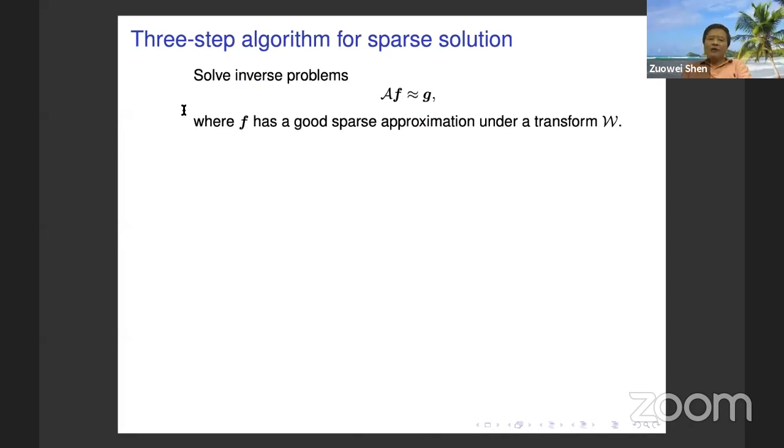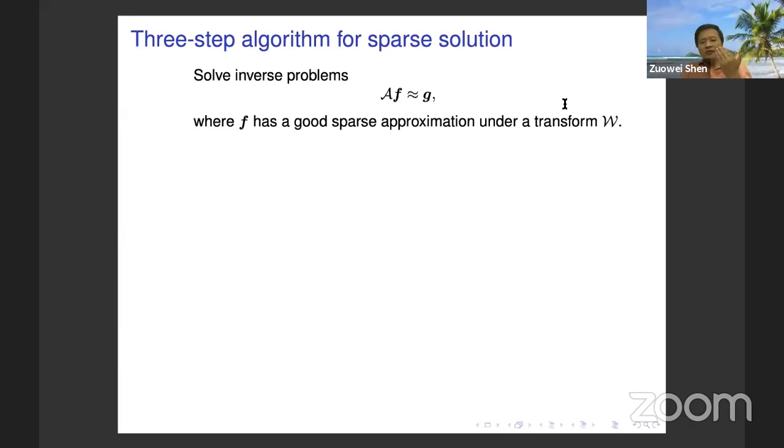Now you want to solve the equation AF equal to G. In fact, whether A is linear or non-linear is not important. You just have some equation AF equal to G, and you want to find a solution. But what do you know? You only know that F has a good sparse approximation under some transformation W. W can be linear or non-linear, but the setting is not important.